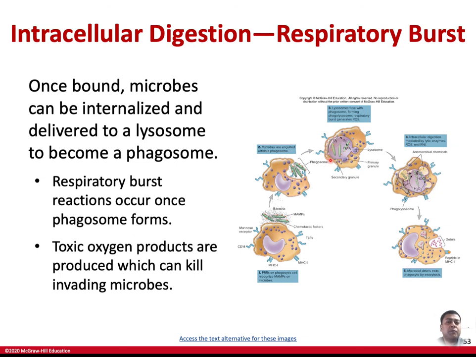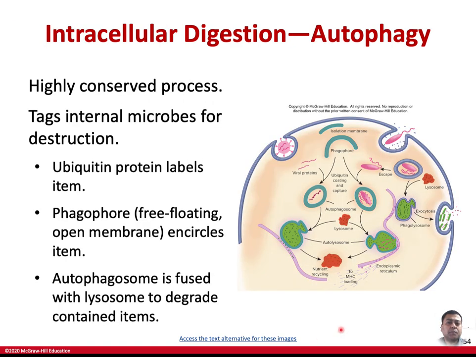Along with that, it will also cause a respiratory burst, which is the production of reactive oxygen species like superoxides or singlet oxygen. It can also produce reactive nitrogen species. It can produce hypochlorous acid and hydroxyl radical. All these different species, or toxic oxygen products, are going to help to kill the microorganism. Once the digestion process is done, the debris can exit the phagocyte by exocytosis.